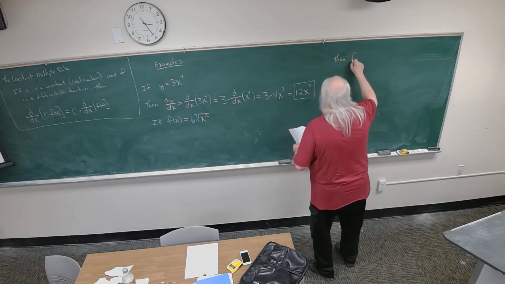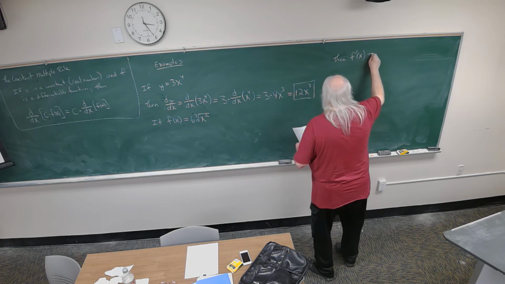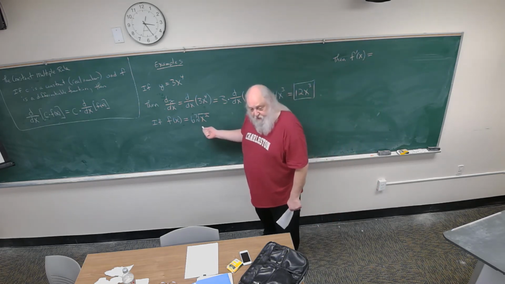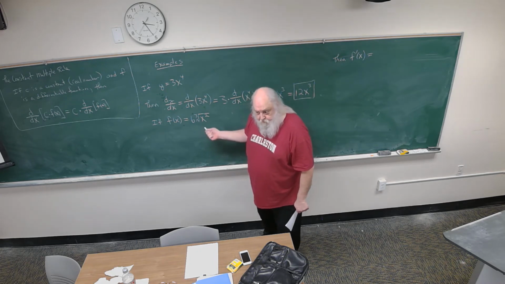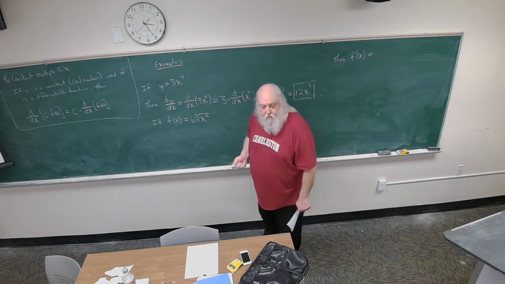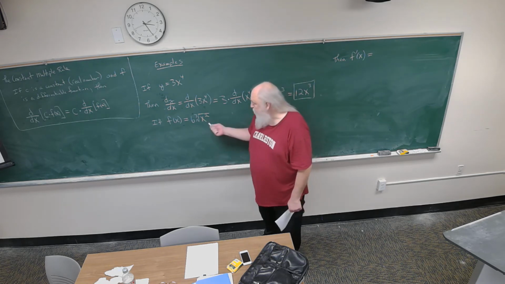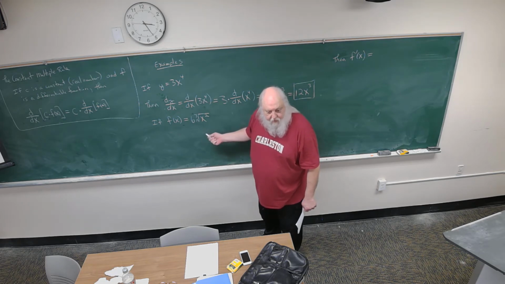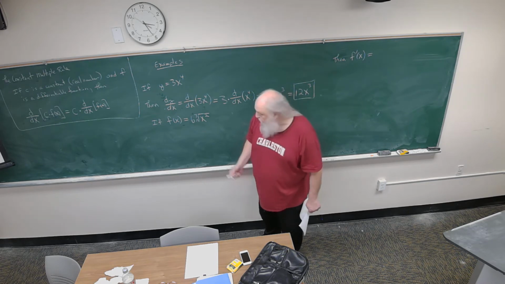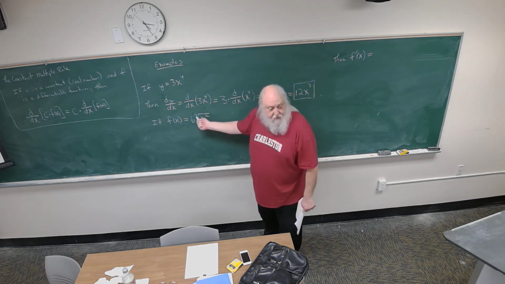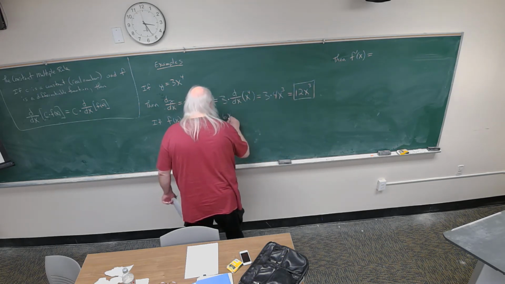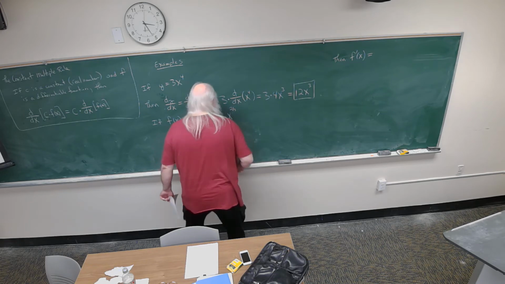Then f prime of x is equal to what? Well, before we differentiate this, do we have some work to do? Yeah, we have to rewrite the cube root of x squared. How do we rewrite that as x raised to what power? 2/3, right? 2 is the exponent, 3 is the root. So this is equal to 6 times x to the 2/3 power.